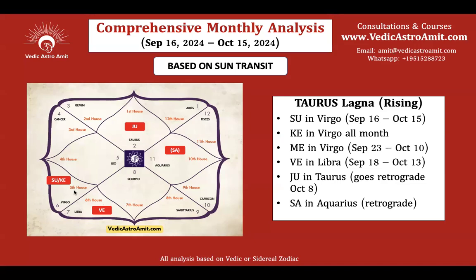If you want a daily analysis, that's with the transit of the moon. For that you can join our YouTube membership, where we analyze day by day what's going to happen based on the nakshatra where the moon is placed, and some other details. It also depends on your natal chart. The results will modify based on your natal chart, what Mahadasha, Antardasha you're running. But this is the overall generic analysis, a comprehensive analysis for the sign of Taurus.